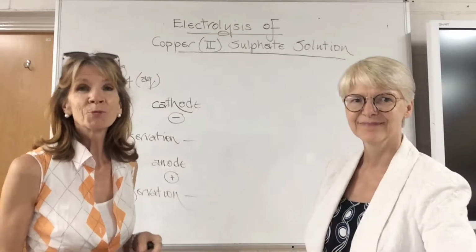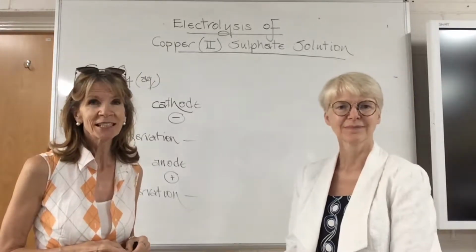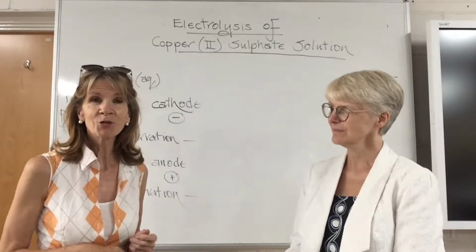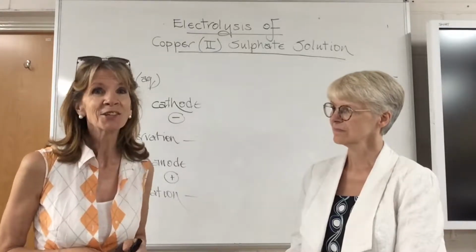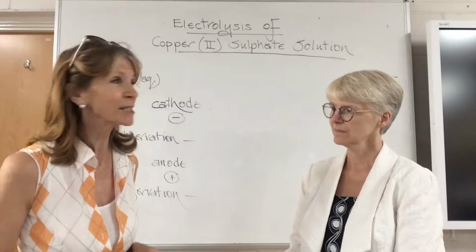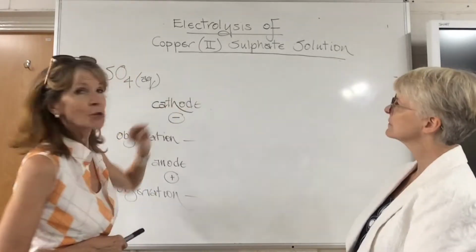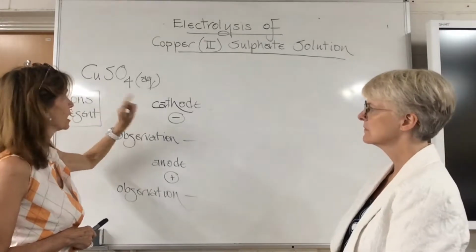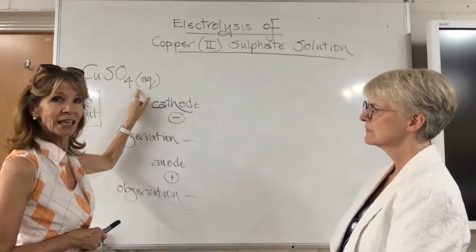Today we're going to be dealing with electrolysis of solutions, and at GCSE level we're going to investigate 3 solutions. The one we're going to do is electrolysis of copper 2 sulphate solution. So the formula of copper 2 sulphate is CuSO4. It's in solution, so we have (aq).